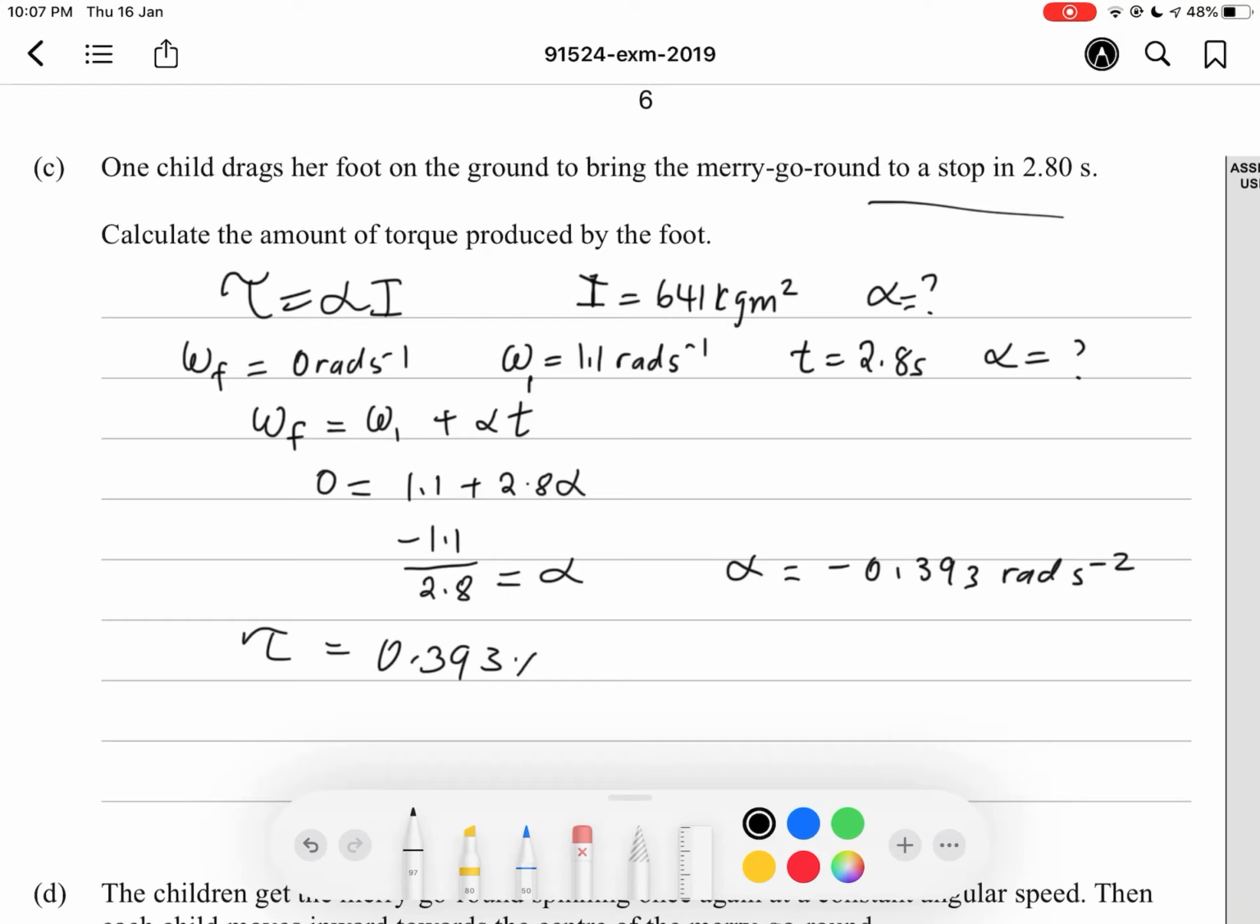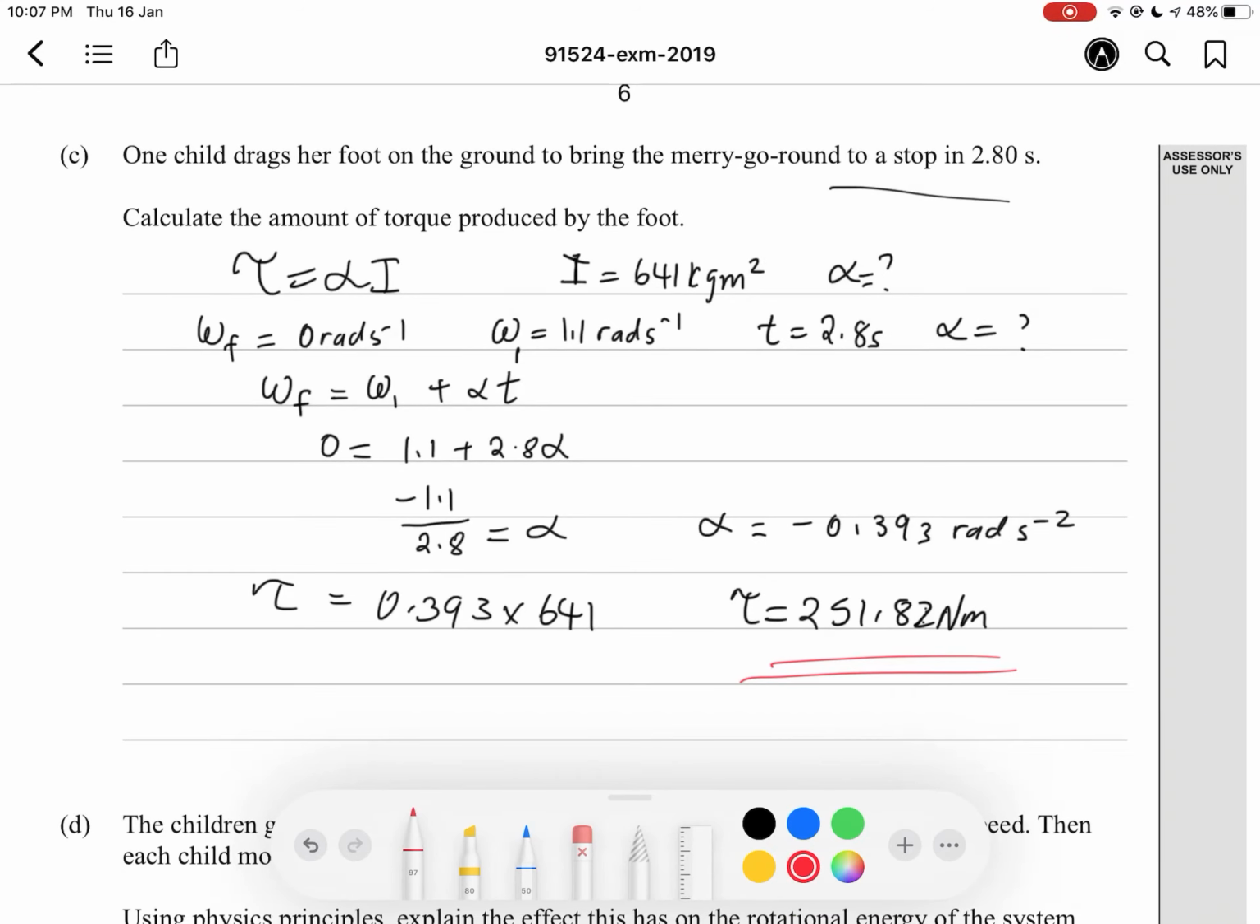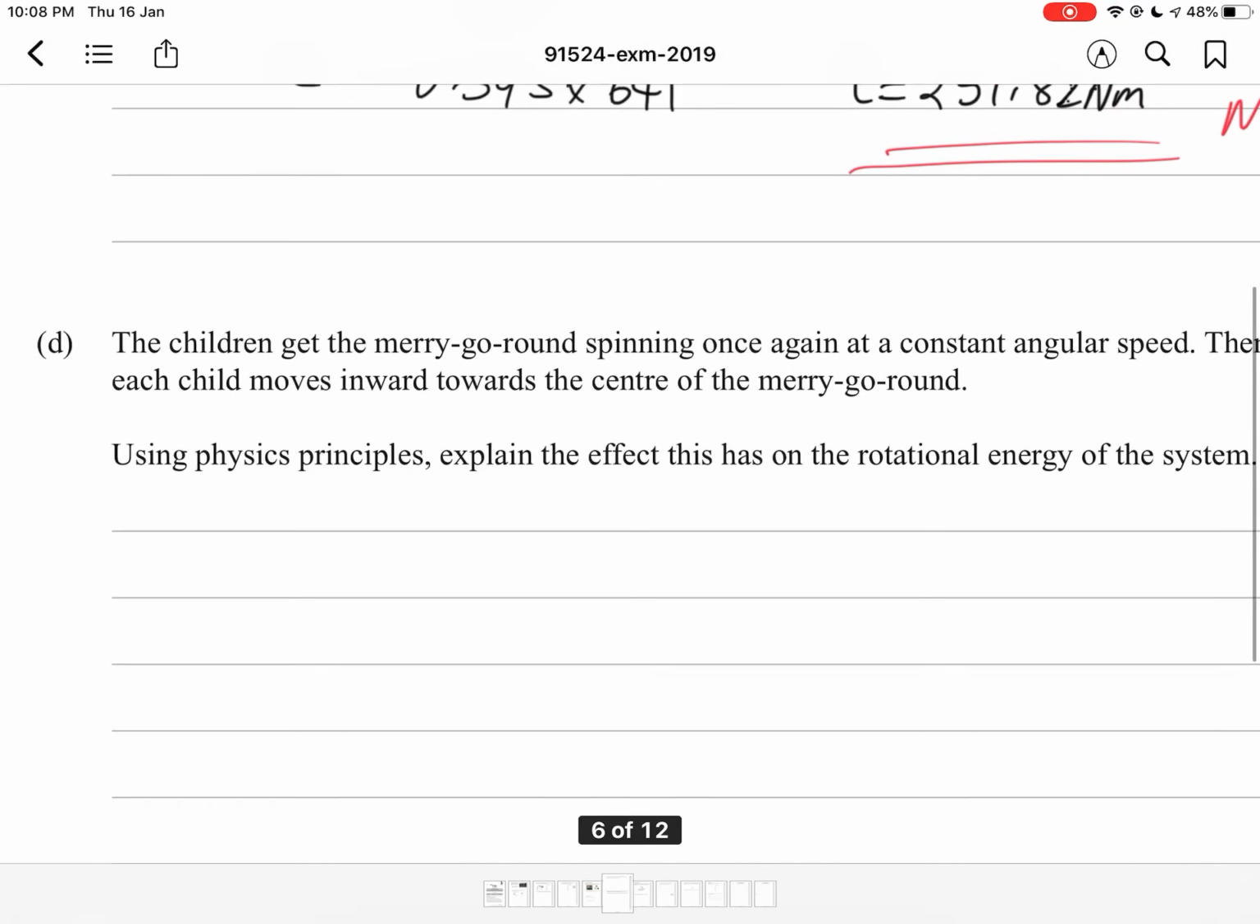So 0.393 multiplied by the rotational inertia, which is 641, gives us a torque of 251.82 Newton meters. This should be your final answer, and getting all the way up to 251.82 Newton meters should get you a merit grade. In terms of getting an achieved grade, finding your angular acceleration here could get you an achieved grade.